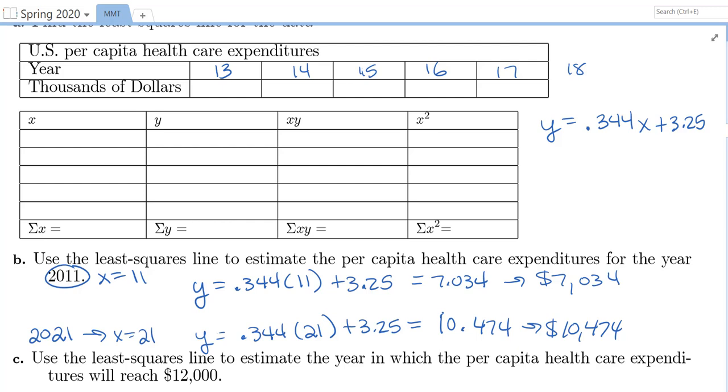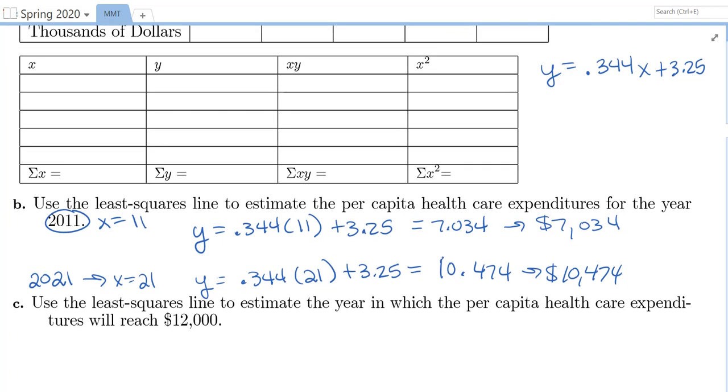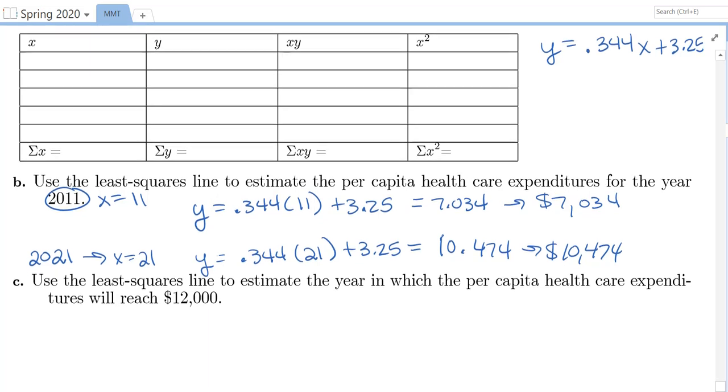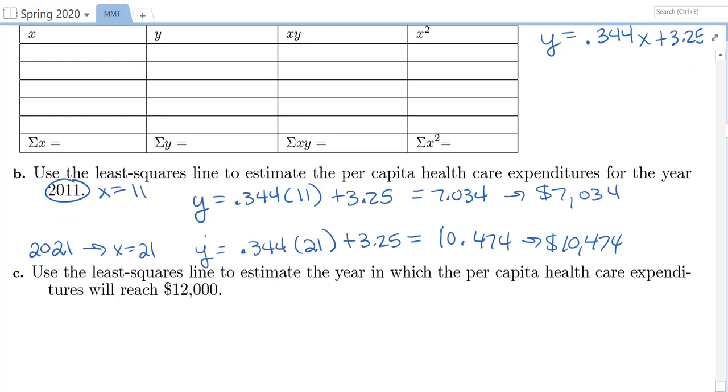Then we've got one more question that goes along with this here. We want to use the least squares line to estimate the year in which the per capita healthcare expenditure would be $12,000. So in this case, we have our y value, but again, it's in thousands of dollars. We have 12 is equal to 0.344 times x, which we want to find, plus 3.25. So if we go through and solve that, we're going to subtract the 3.25 from both sides.